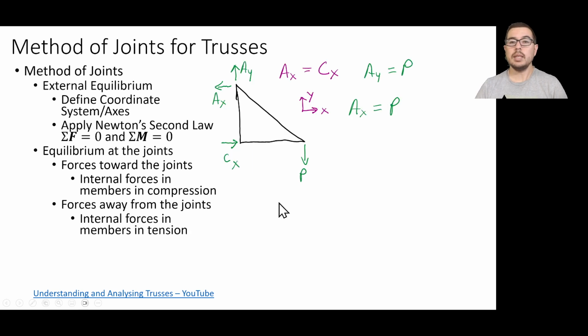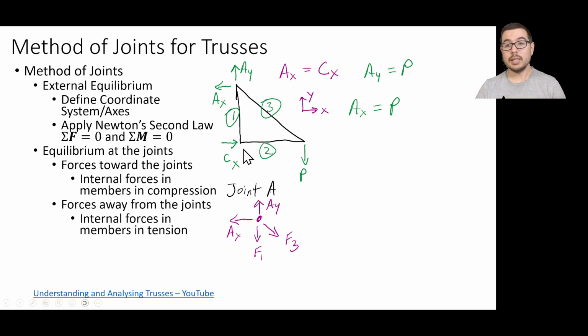Just restarting things here: member one, member two, member three, and our joints are going to be A, B, and C. So this point P is what we defined as B. So joint A, let's look at this first. We have our AY and our AX acting on the joint.